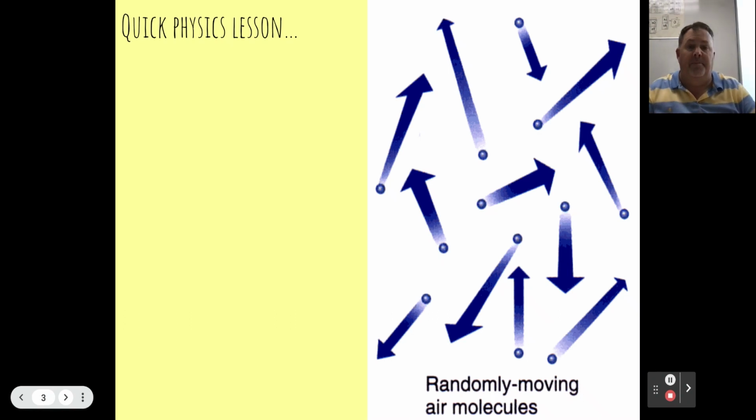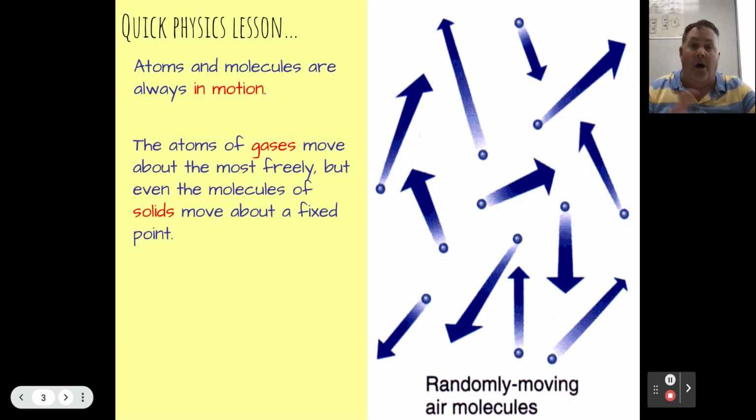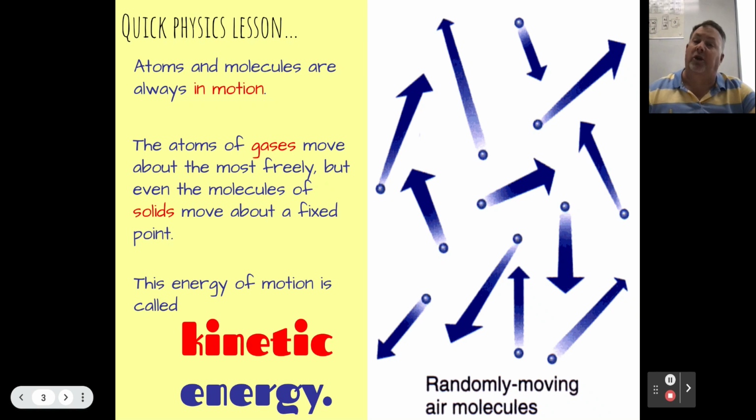So, quick physics lesson. Remember that molecules are in constant motion. They are constantly bouncing off of each other. Solids, liquids, and gases, all three forms are constantly moving. Gases move about the most free of the three phases, but solids still are mixing. They're just vibrating but are still moving at a really slow rate. So this is the energy of motion, which is called kinetic energy, and this is a little bit more than you'll need to know. But in physics class, you'll look at a little bit more about the kinetic of motion, and kind of work through some of those problems that are kind of fun.